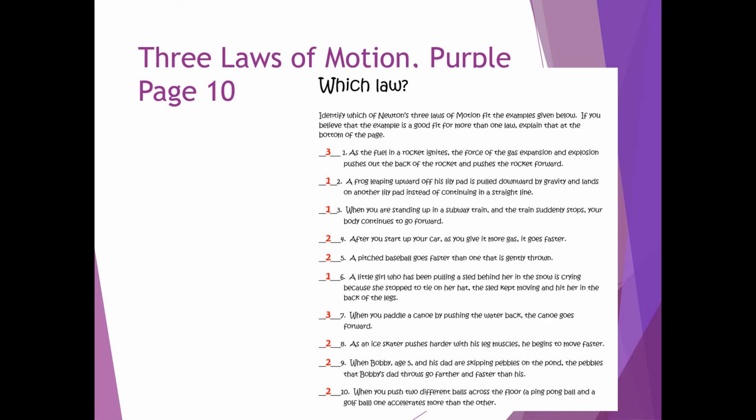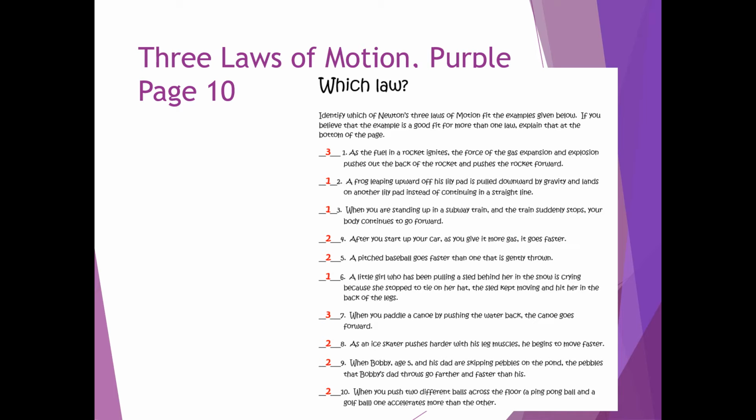Number 6, a little girl who has been pulling a sled behind her in the snow is crying because she stopped to tie on her hat and the sled kept moving and hit her in the back of the legs. Well, that sounds like inertia, so that's number 1. Number 7, when you paddle a canoe by pushing the water back, the canoe goes forward. That sounds like action-reaction, which is number 3. Number 8, as an ice skater pushes harder with his leg muscles, he begins to move faster. Oh, that sounds like acceleration, so that would be 2.